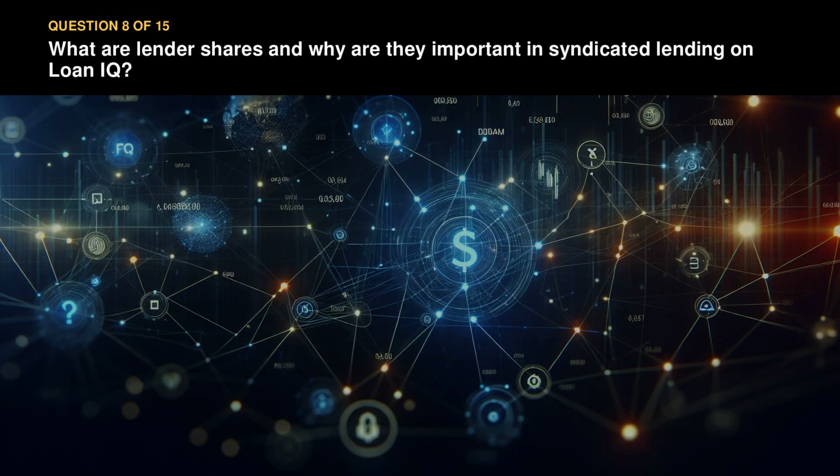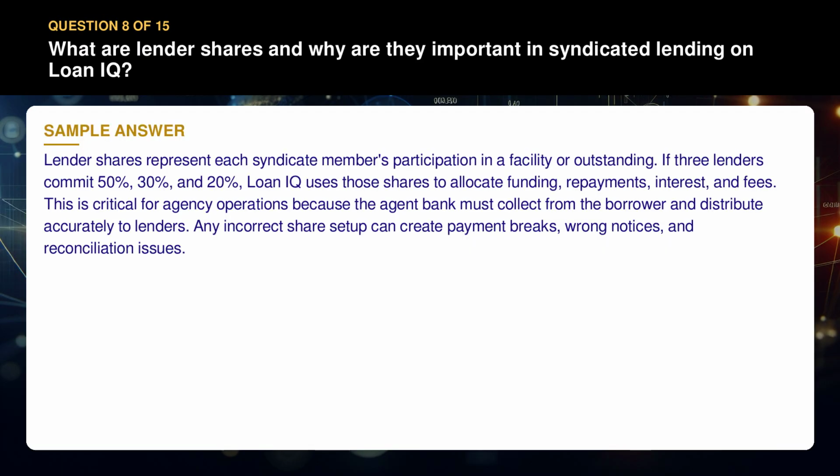Question 8. What are lender shares and why are they important in syndicated lending on Loan IQ? Lender shares represent each syndicate member's participation in a facility or outstanding. If 3 lenders commit 50%, 30%, and 20%, Loan IQ uses those shares to allocate funding, repayments, interest, and fees.